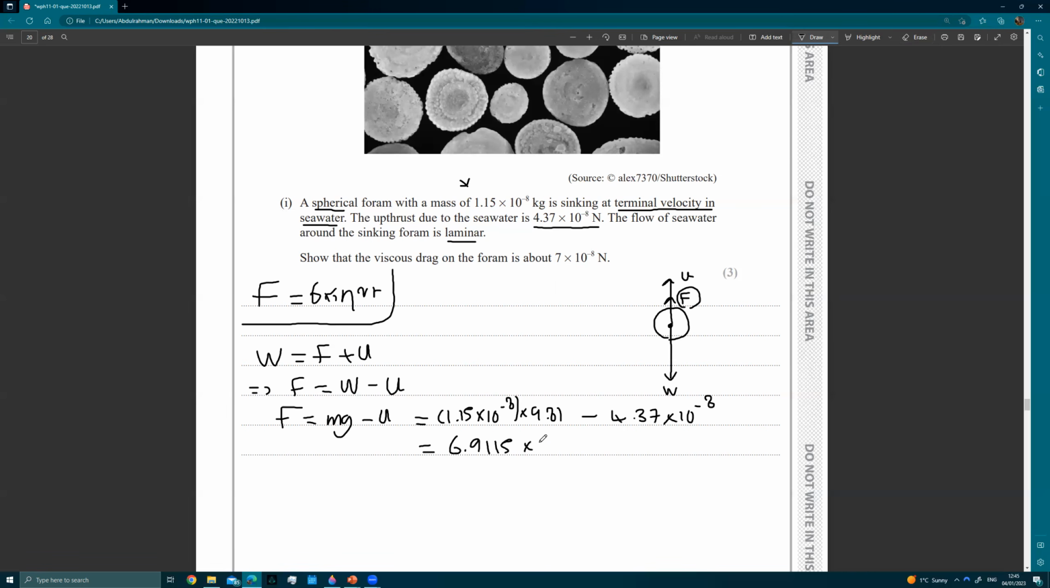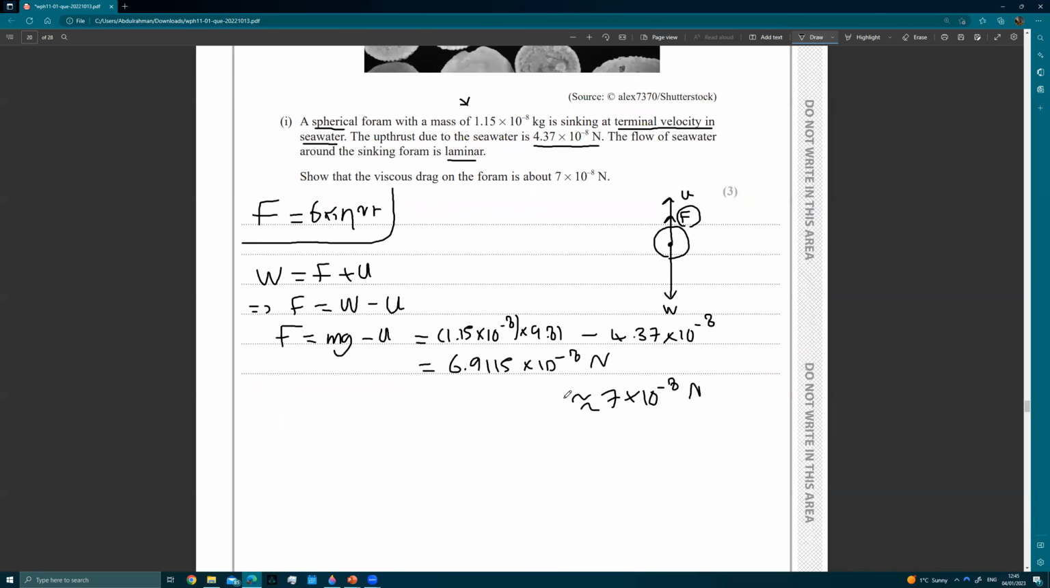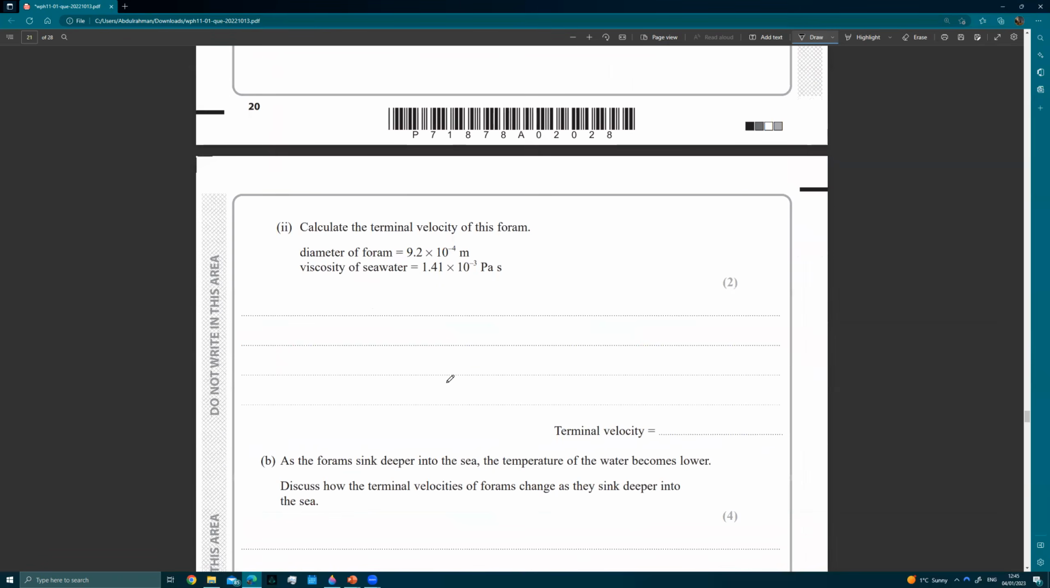6.9115 times 10 to the minus 8 newtons, which is around 7 times 10 to the minus 8 newtons. Obviously, because it's really small, it has a really small mass, it's going to have a small drag as well, because it probably has a very small volume. Calculate the terminal velocity of this.